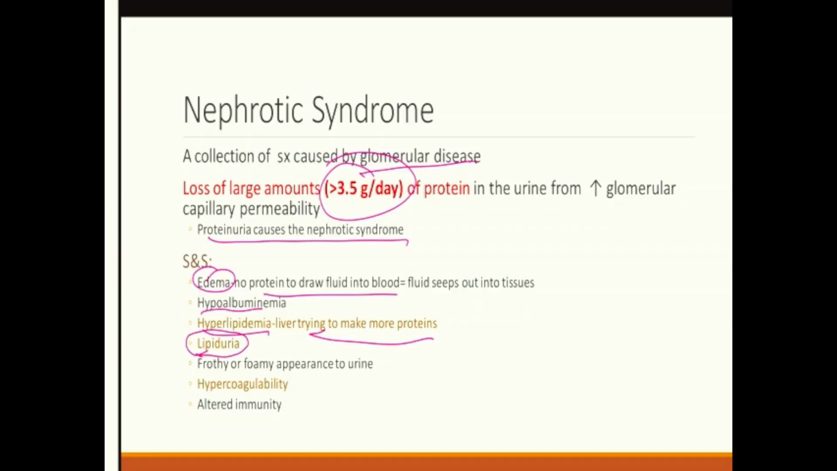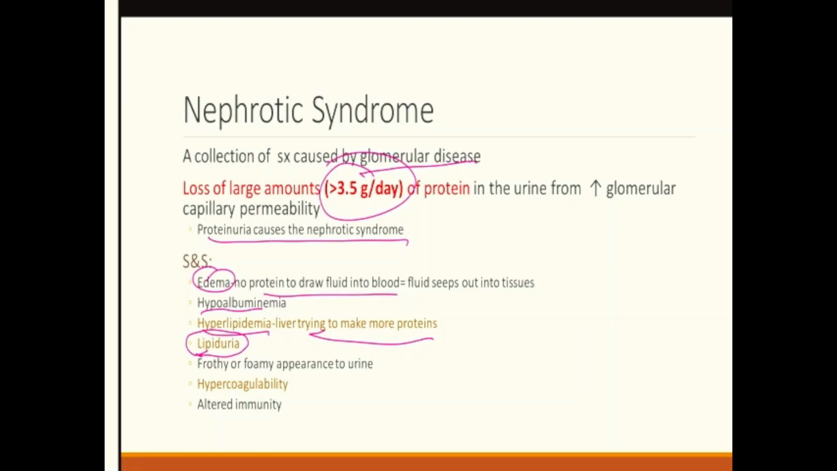Lipiduria, what's that? Lipid in the pee. Because we're making all these lipids, some of them will go through the gate, because now those podocytes are destroyed. They can get through, and they'll wind up in the urine.